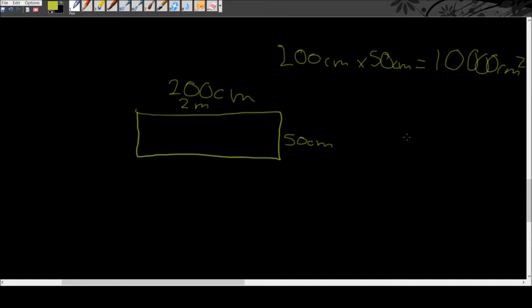Okay guys, well, that's lovely. I hope you've understood that today, calculating the area of rectangles, and I hope you've enjoyed that. So again, let me just write down the formula there. The formula for the area of a rectangle is equal to the length times the width.